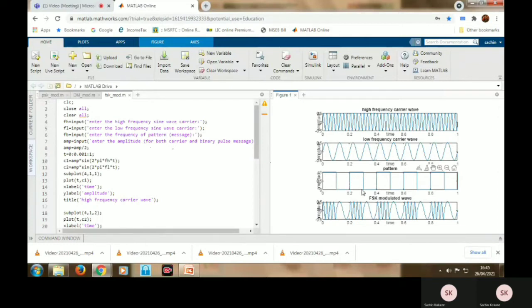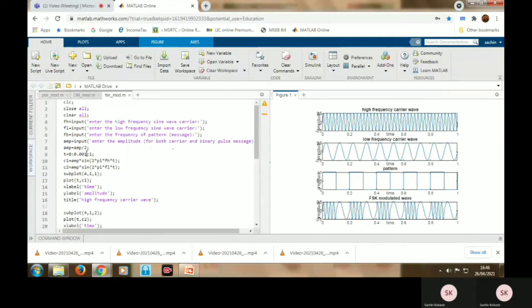So MATLAB by default generates the polar signal. Polar signal means it uses both poles, positive pole as well as negative pole. But for FSK generation we need the unipolar signal. That's why here we are doing AMP equal to AMP divided by 2. After that, the time axis we are taking from 0 to 1, and the interval that we are taking is 0.001.